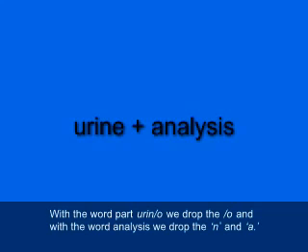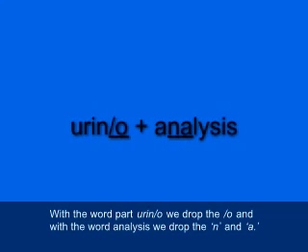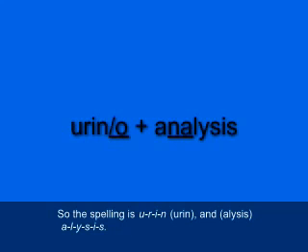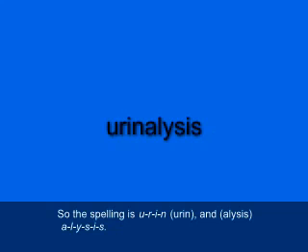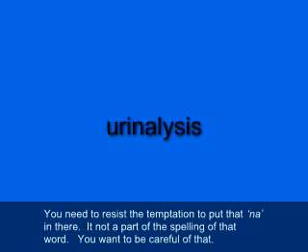With the word part urino, we drop the o, and in the word analysis, we drop the N and the A. So the spelling is U-R-I-N, urine, and then A-L-Y-S-I-S. So you need to resist the temptation to put that NA in there in analysis. It's not part of the spelling of the word. So you want to be careful of that.